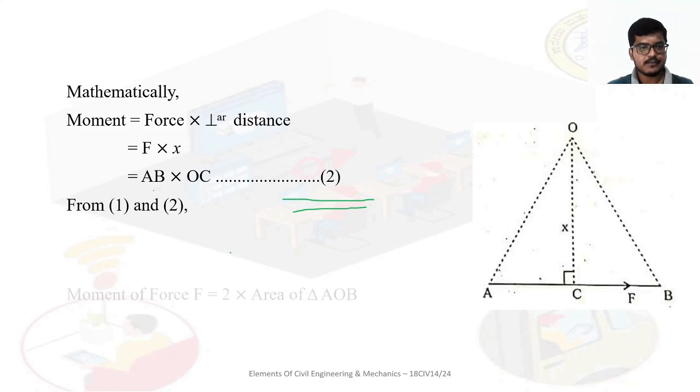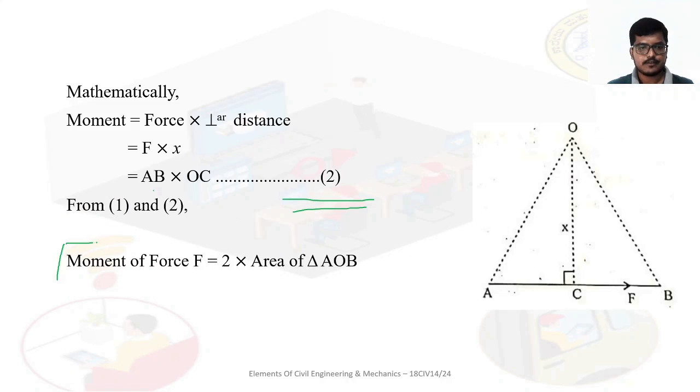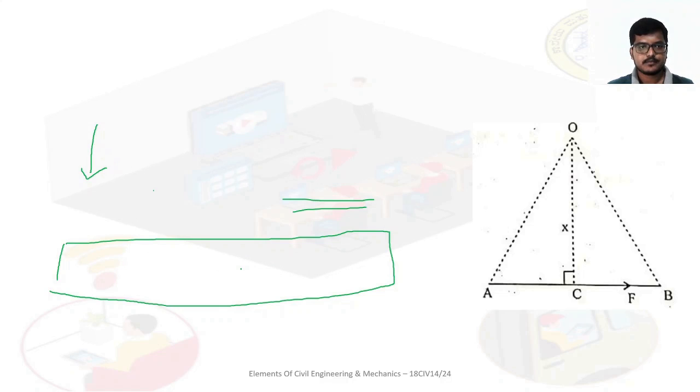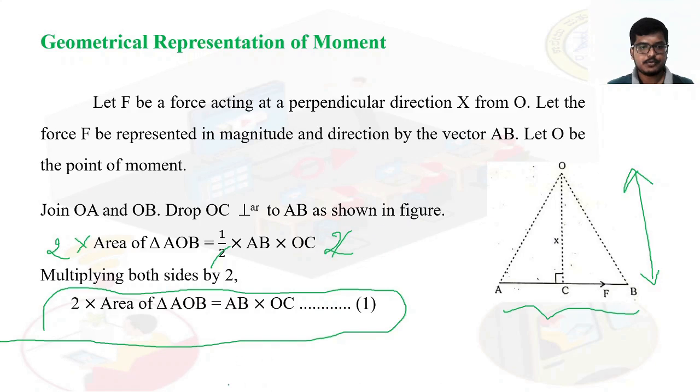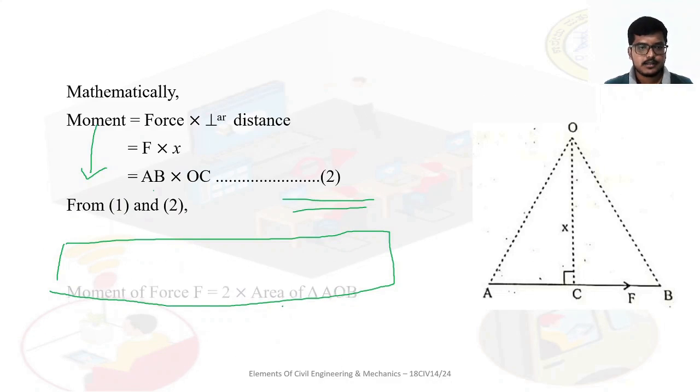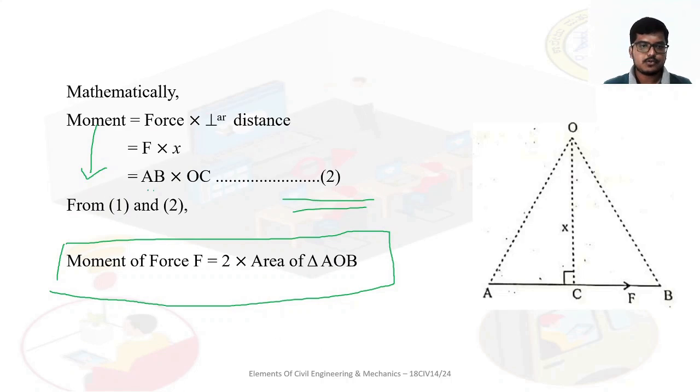So from 1 and 2, what can we write? The moment of force F is equal to 2 into area of triangle AOB. See here, 2 into area of triangle AOB is AB into OC, and here also the moment is equal to AB into OC. So from 1 and 2, the result is: moment of force F is equal to 2 into area of triangle AOB.